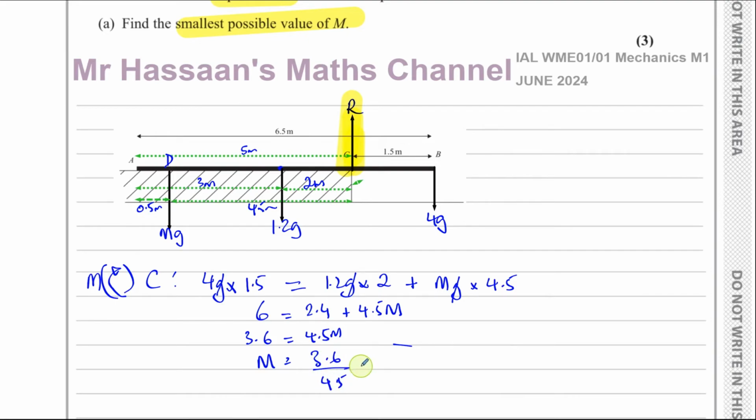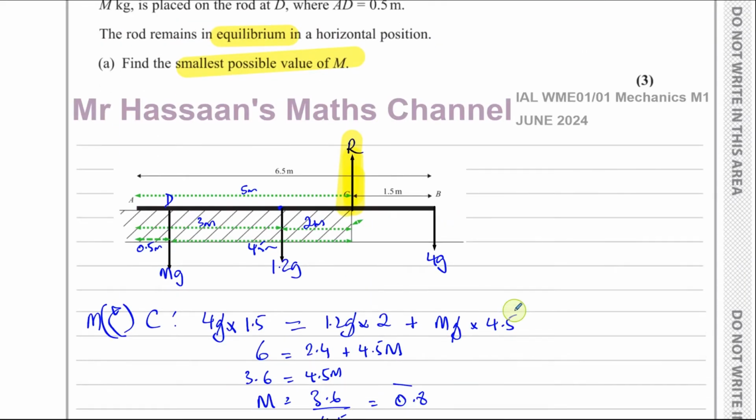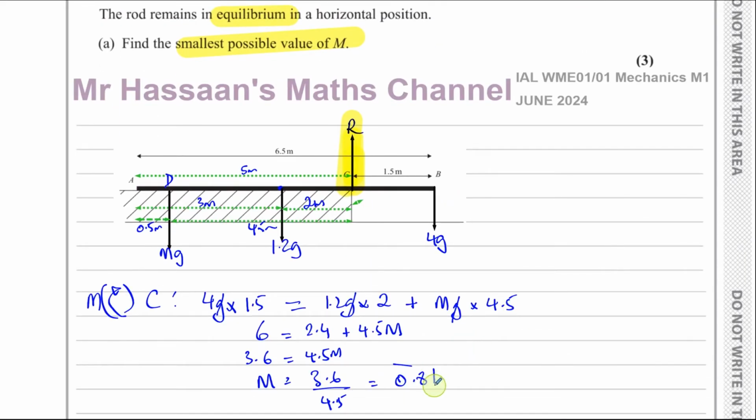Okay, yep, 3.6 over 4.5, and that's going to be what? That's like 4 over 5, yeah? So it's going to be 0.8 kilograms. 0.8 kilograms. Okay, so 0.8 kilograms will be the mass that we have to place here to keep this in equilibrium. Okay, so that concludes part A of this question.